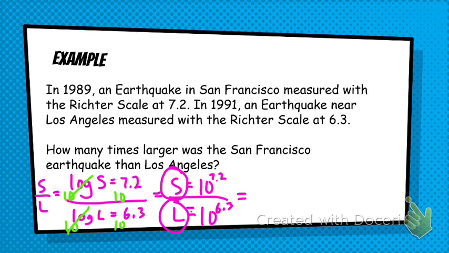So if I want to find out how much bigger San Francisco was than LA, then I just do 10 to the 7.2 minus 6.3, which would be 10 to the 0.9. If I asked you how many orders greater it was, we would say 0.9. But if I just say how many times greater, I would say 10 to the 0.9. I would go ahead and round that, and I would say that's 7.9. So I'm going to say that's approximately 8 times larger.